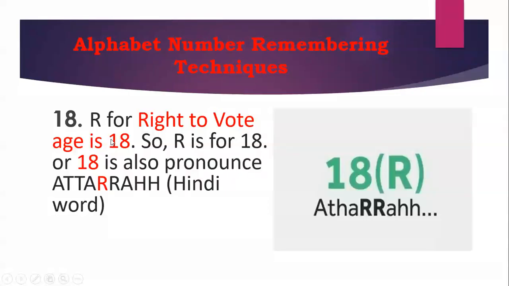Right to vote at the age of 18. So R is for 18. Or you can also remember it like the Hindi word Atara. Atara means 18. 18 is also pronounced as Atara, meaning R is pronounced more times here. So Atara, 18. R is 18.